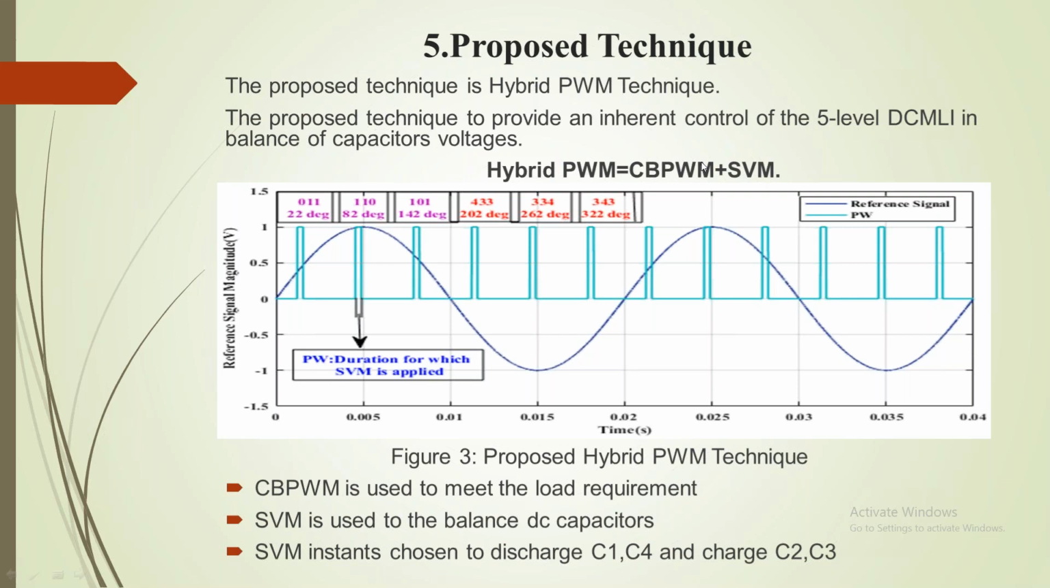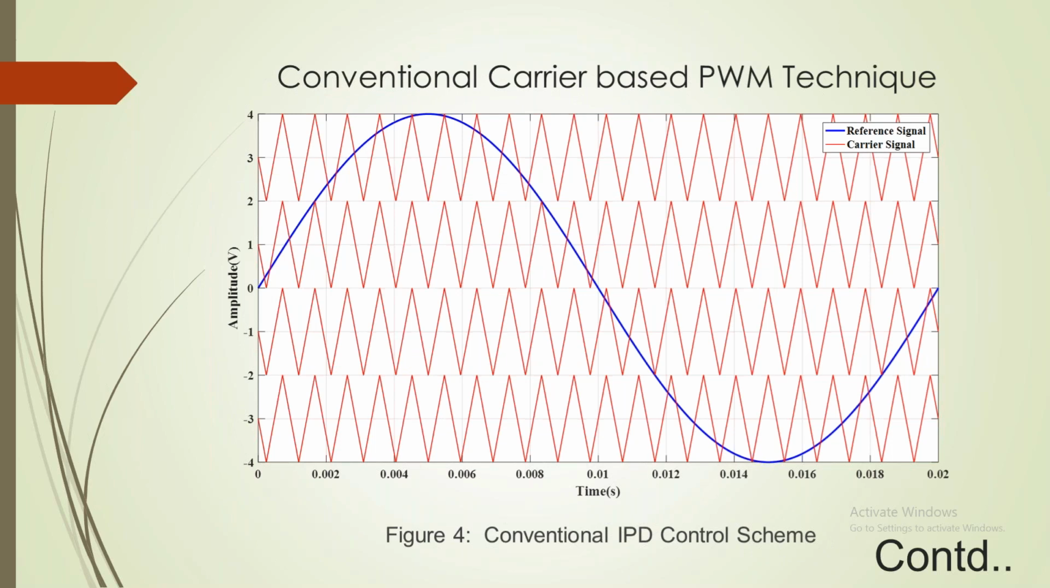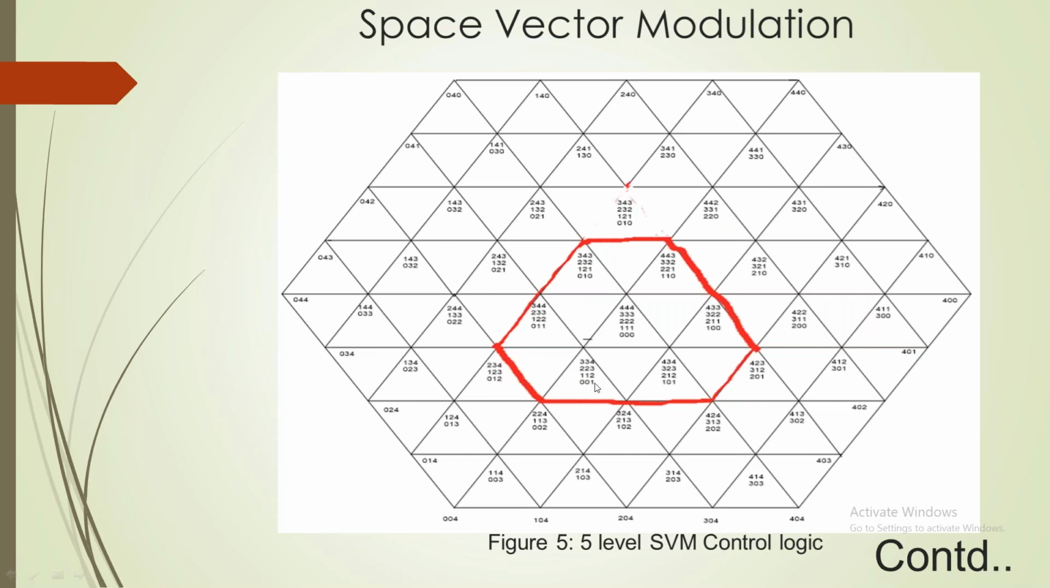So here, by using this combination, we tried to maintain the balance. These are the inners, because as we go into inner hexagons, we'll find more inner voltage levels. We'll find more redundancy. We'll find more redundant states.